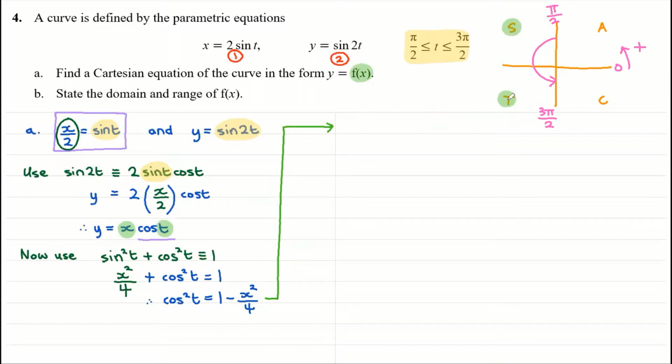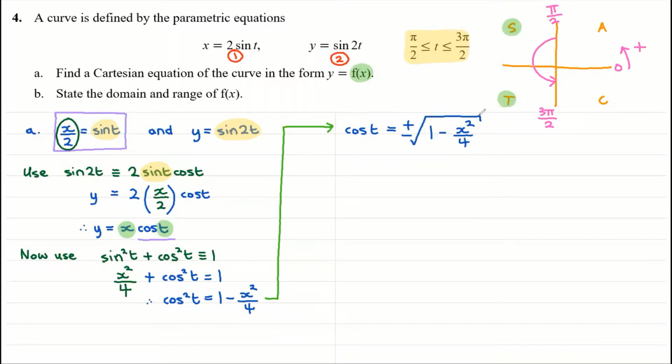What happens then to our cos squared t? Well, I can't leave it like that because I need to put cos t back in. So I have to square root this. So let's square root it. Now, the problem arises that when I square root, there are 2 possible solutions. There is the positive root and the negative root. Okay, and it's going to be 1 subtract x squared over 4, all square rooted.